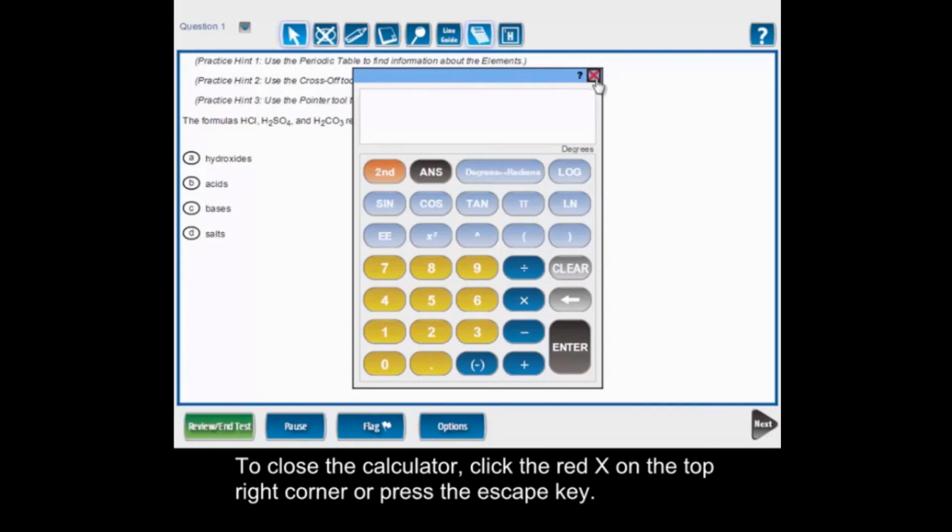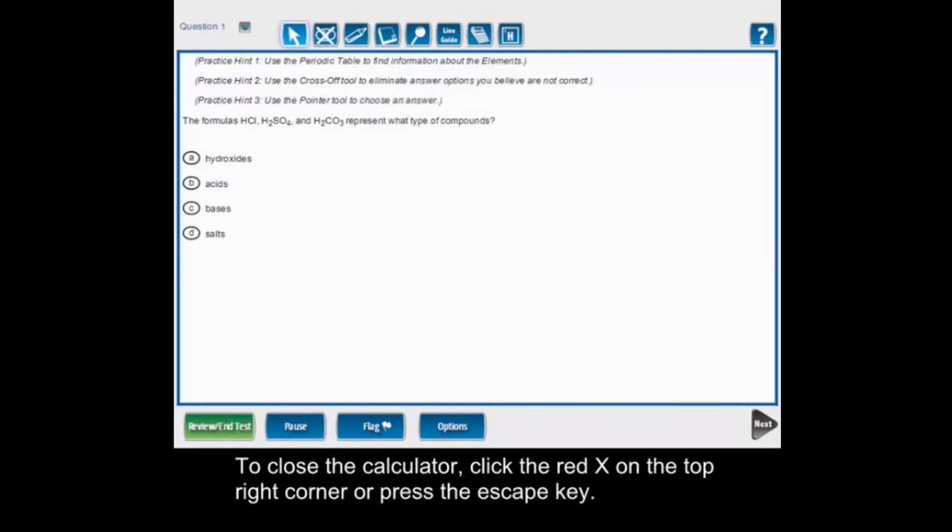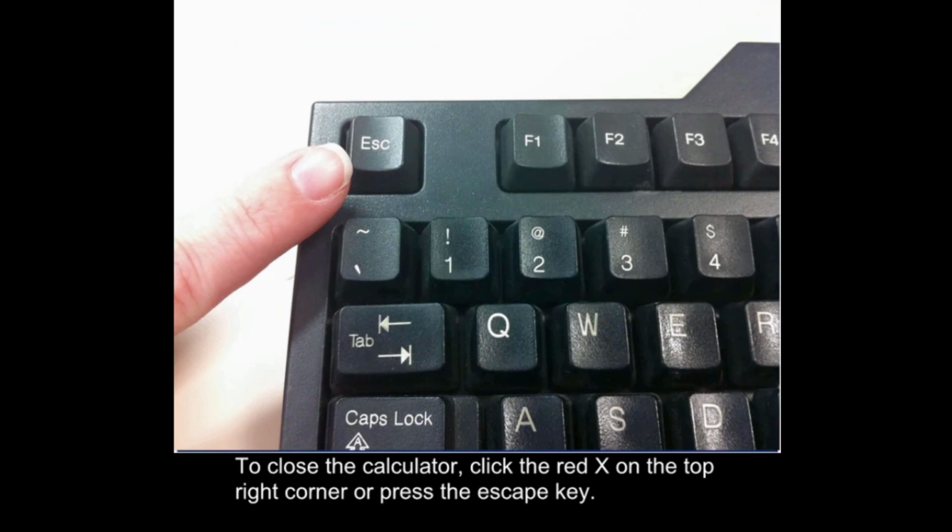To close the calculator, click the red X in the top right corner or press the Escape key.